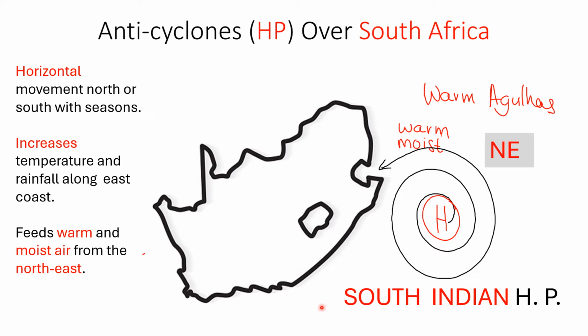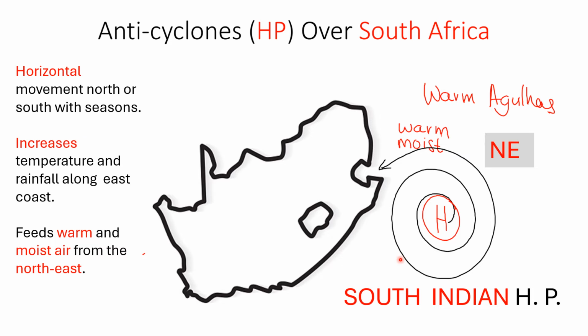Both the South Indian high pressure and the South Atlantic high pressure move horizontally across the face of the earth in response to the positioning of the sun with the changing of the seasons. Both cells located off our oceans will move northwards during our southern hemisphere winter and move southwards during the southern hemisphere summer.